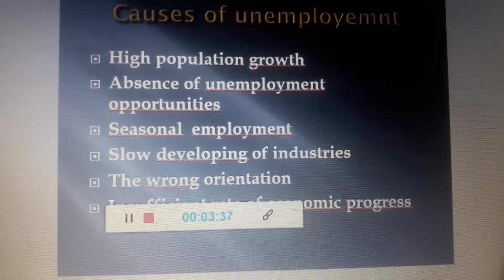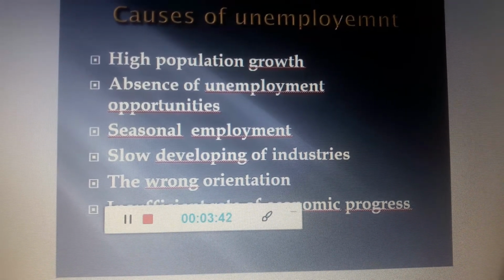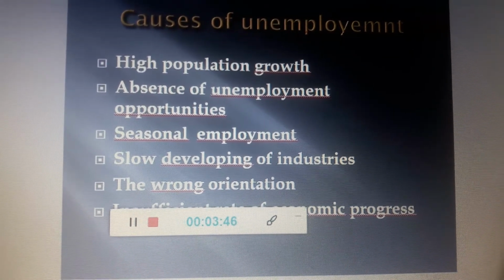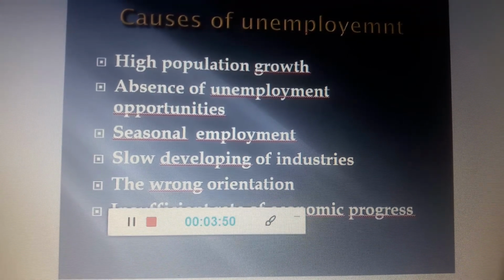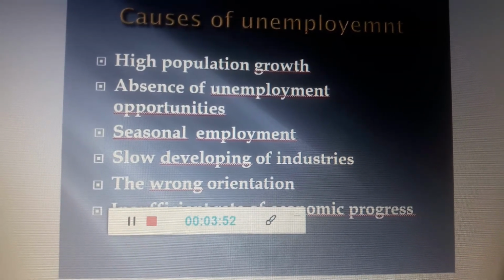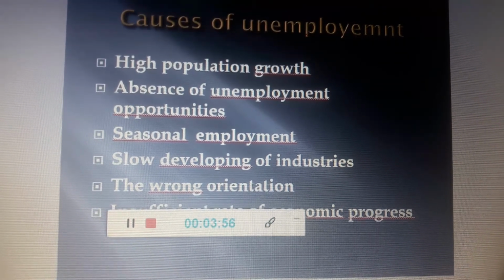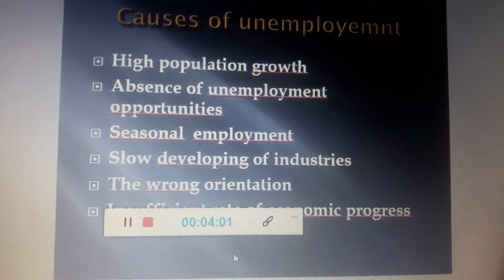Sometimes parents want their children to become an engineer or a doctor, but the children don't want this job. So in the end, they don't find a job because they don't love what they do. And there is insufficient economic progress.